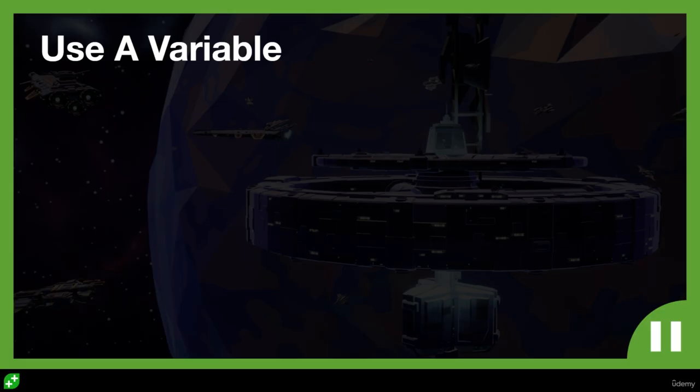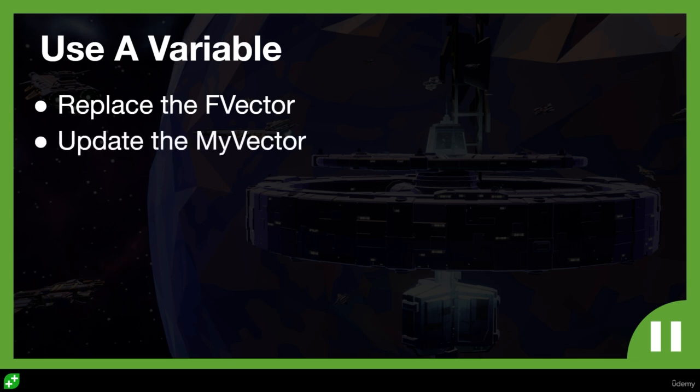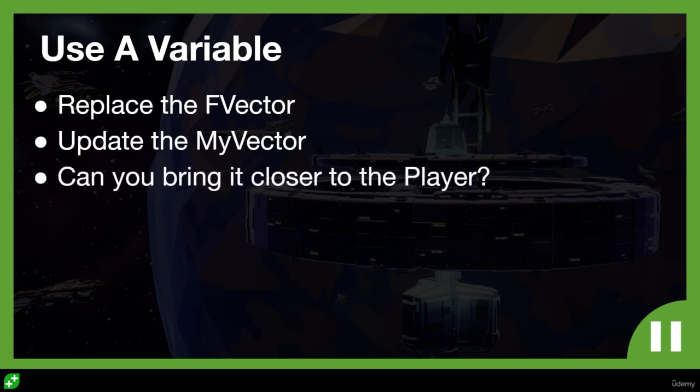Then I'd like to challenge you to use a variable instead of constructing the fvector in place. So replace the fvector constructor that we're using, and update the my vector so that it has a different location. Can you bring it so that it is closer to the player? When we hit play, the cube is actually positioned somewhere where the player can see it. Pause the video and have a go.